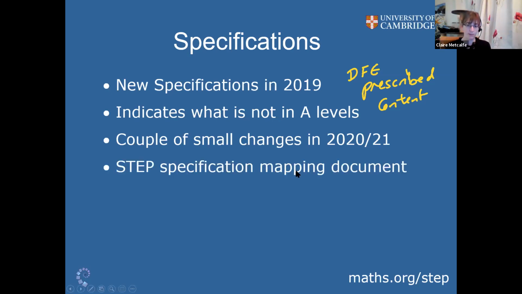And there's also on the STEP support program, there is a mapping document. Because the specifications changed in 2019, the majority of STEP papers follow old specifications. So in the mapping document, we try and show you where the old papers link to the new specification.